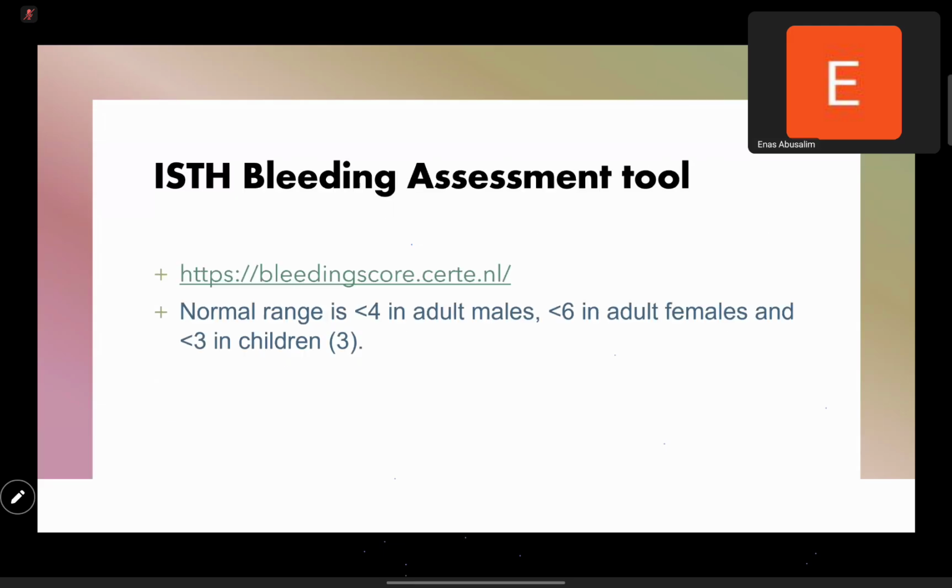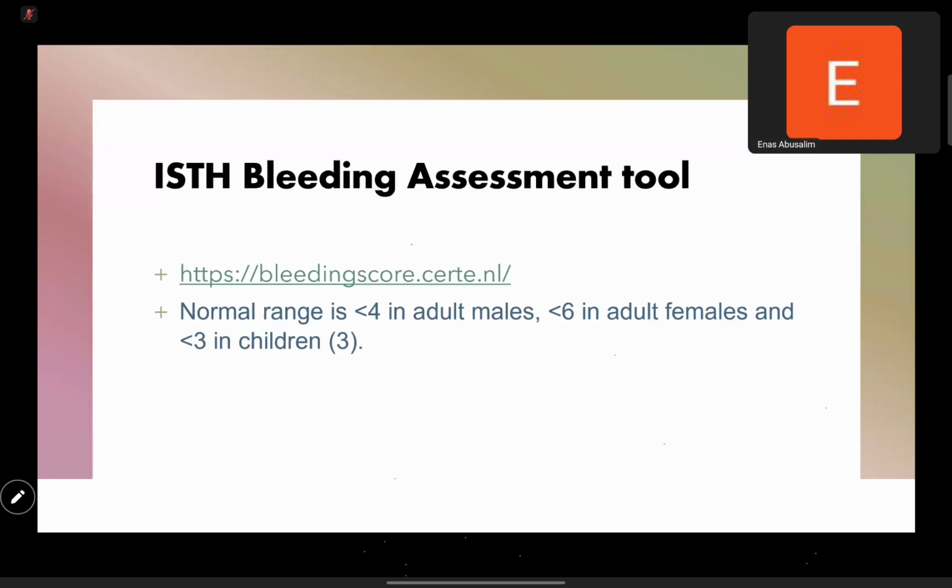So history is key. The goal of history taking is not to collect checklist information and pass an exam. Every piece of information the patient tells you changes your diagnosis, favors one diagnosis over another, and therefore guides you to a focused investigation scheme. This link, if you open it, gives you the ISTH bleeding assessment tool. You can have a look at it on your own.